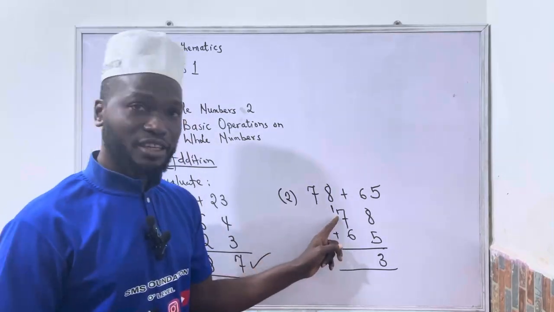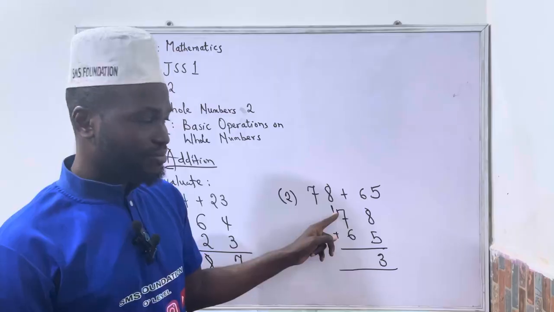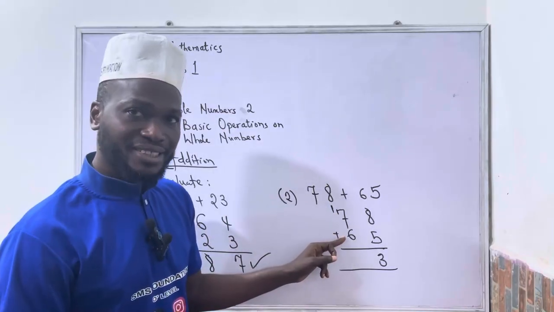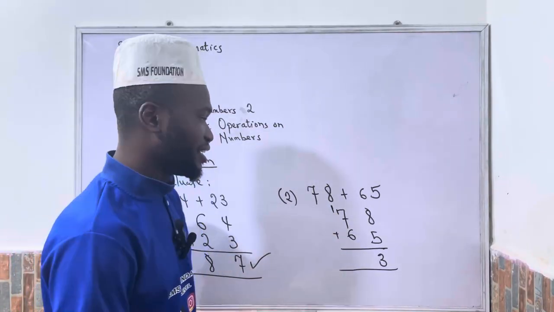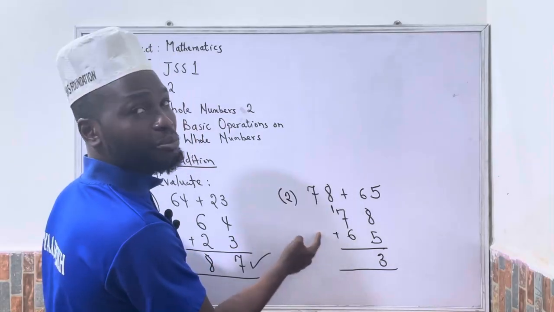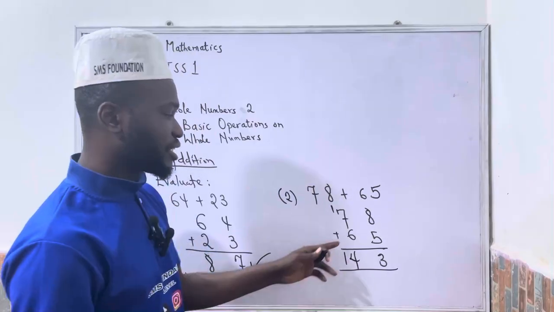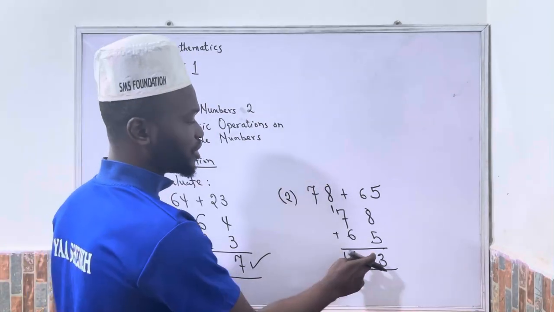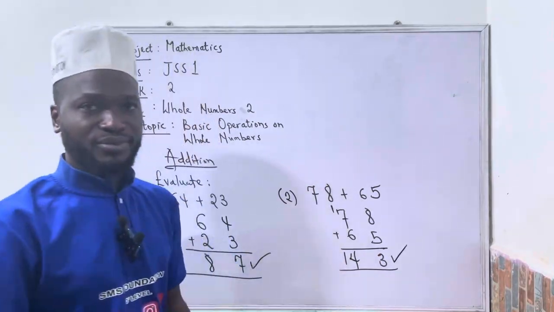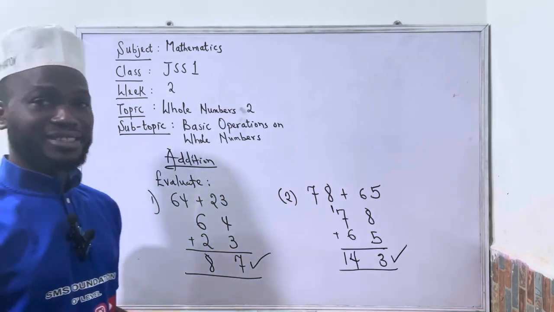Now, 1 plus 7 is going to give me 8. Now, 8 plus 6, that's going to give me 14. So since there is no other number around here, I'll just write my 14. So the answer to this question is 143. So it's as simple as that.